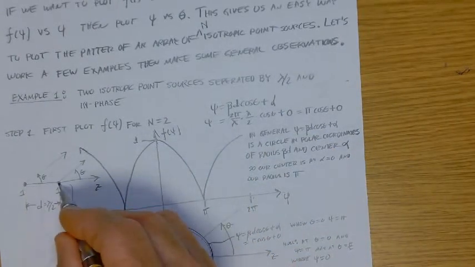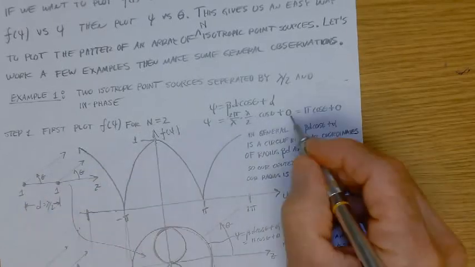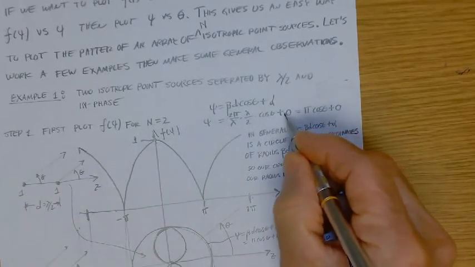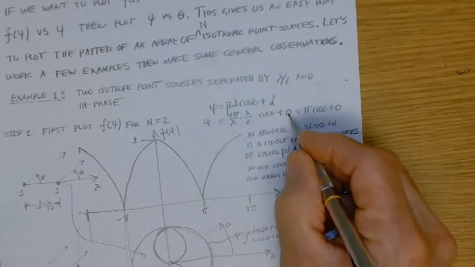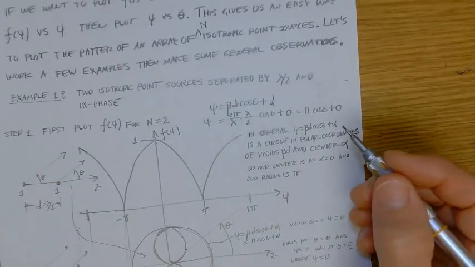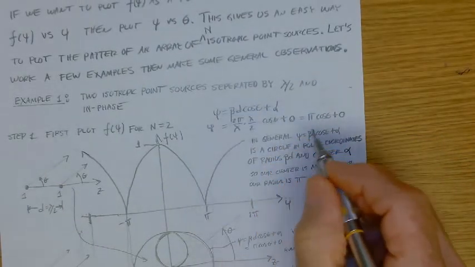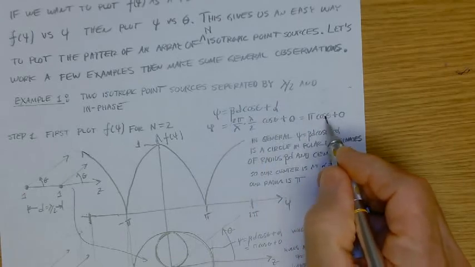And then alpha: these elements are in phase, so there is no phase shift between them, and alpha is 0, or alpha is 2 pi, or 4 pi, or 6 pi, whatever you want to use. Might as well be 0. Okay. So psi as a function of theta is pi cosine theta, right?